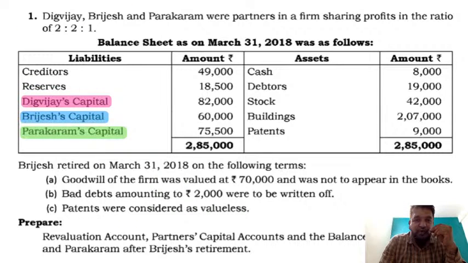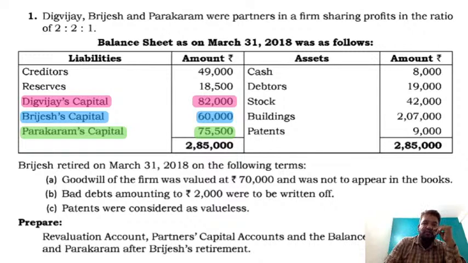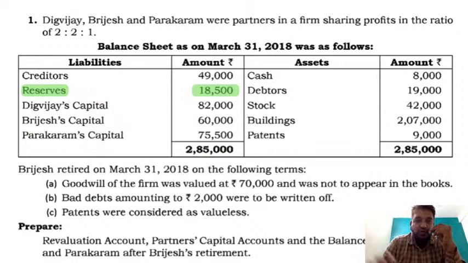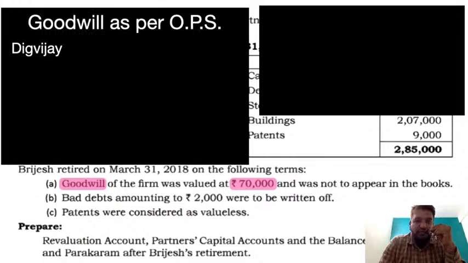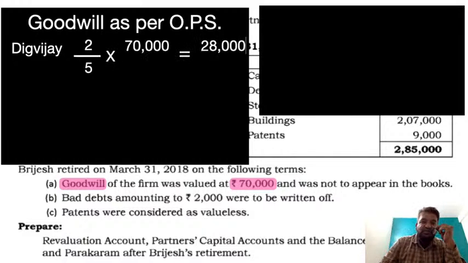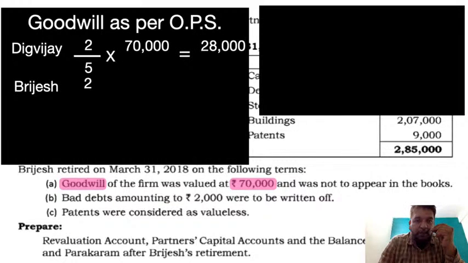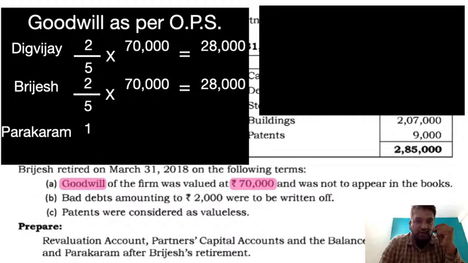So basically, we take these three partners' capitals given in last year's balance sheet: 82,000, 60,000, and 75,500. We write it on the credit side, and the reserves amount 18,500. Now we have to divide the goodwill. The total goodwill of 70,000 has been written off.